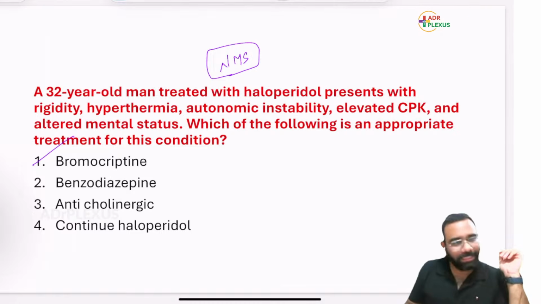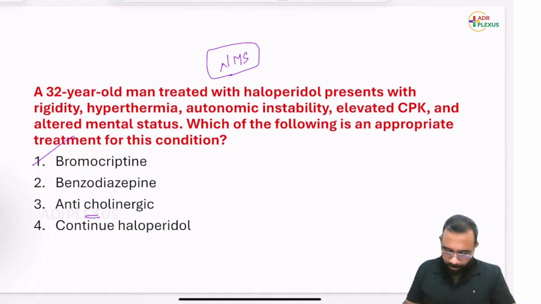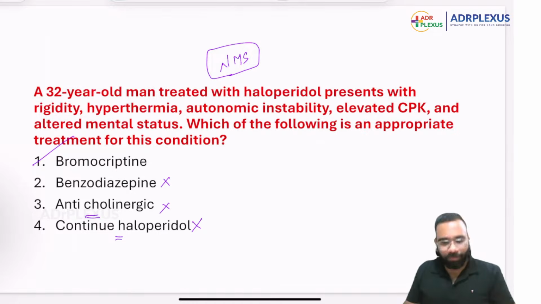We don't give benzodiazepines here. That's not first line management. And anticholinergic, definitely not. We give anticholinergics in case of drug-induced Parkinson's disease, not neuroleptic malignant syndrome. Next, continue haloperidol? No, why would we continue haloperidol? We don't continue haloperidol. So that's all about this one. Bromocriptine, a very direct question, a very easy one, right?